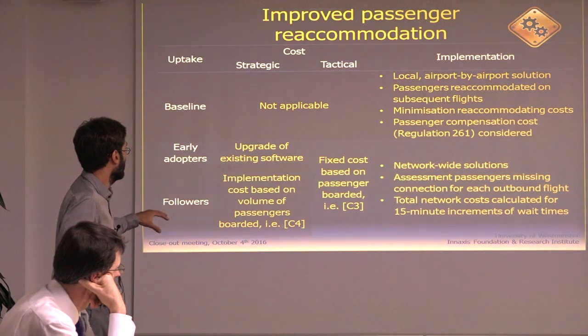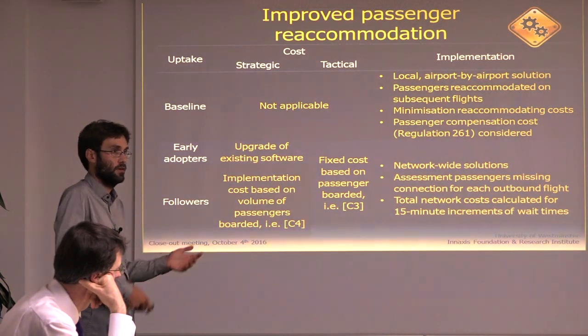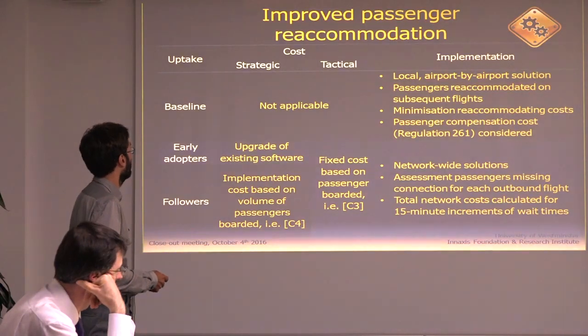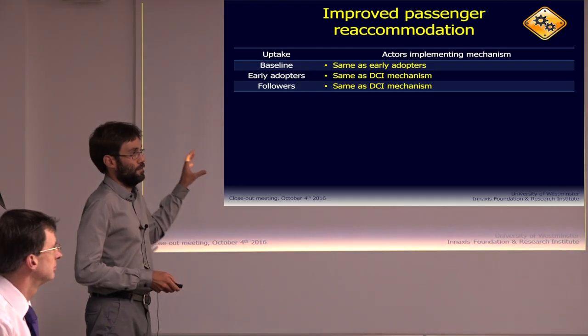For the followers, we are assuming that they are required to acquire the system, so there is a cost that we also got from consultancy with industry. In terms of the uptake, we have mimicked what we have done with the DCI. So for the early adopters, it will be the main carriers in Heathrow, Frankfurt, and Paris operating in operations 2 from the hub, then expanding to the whole network and so on. So it's exactly the same. And that's in terms of the different models.